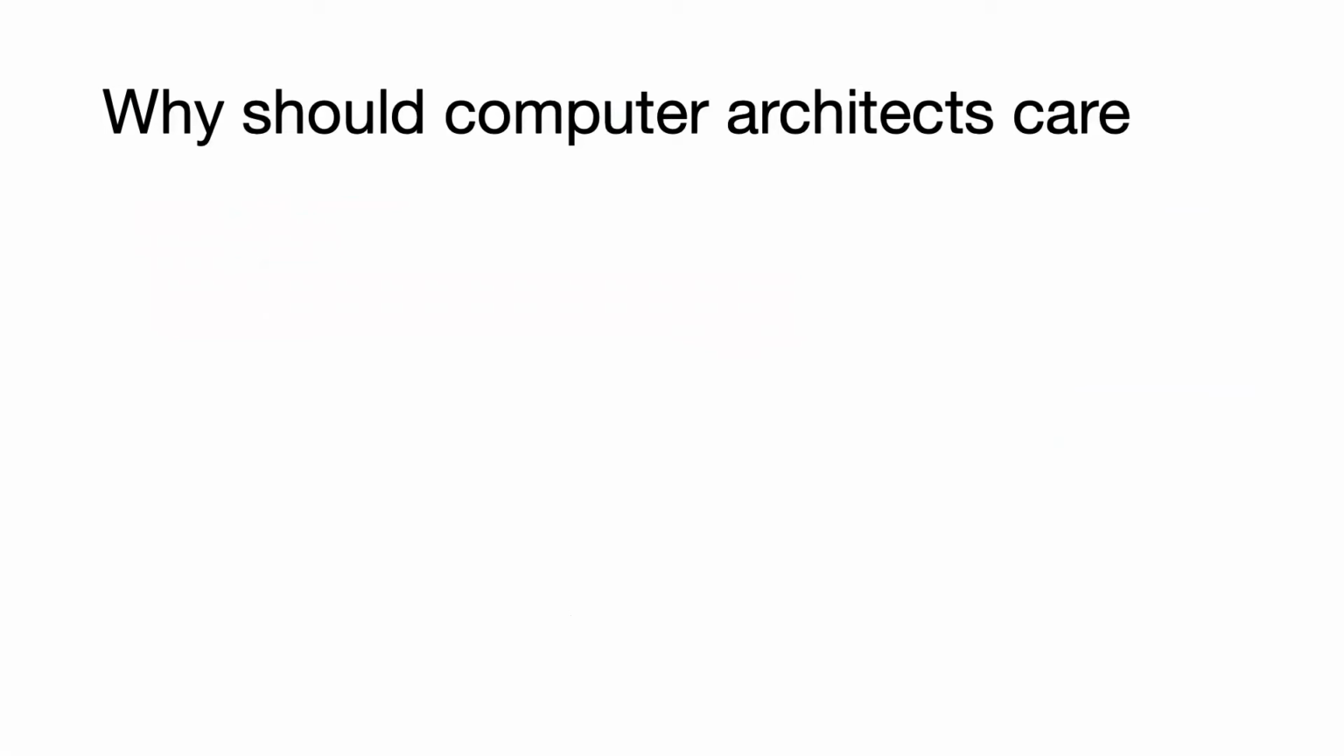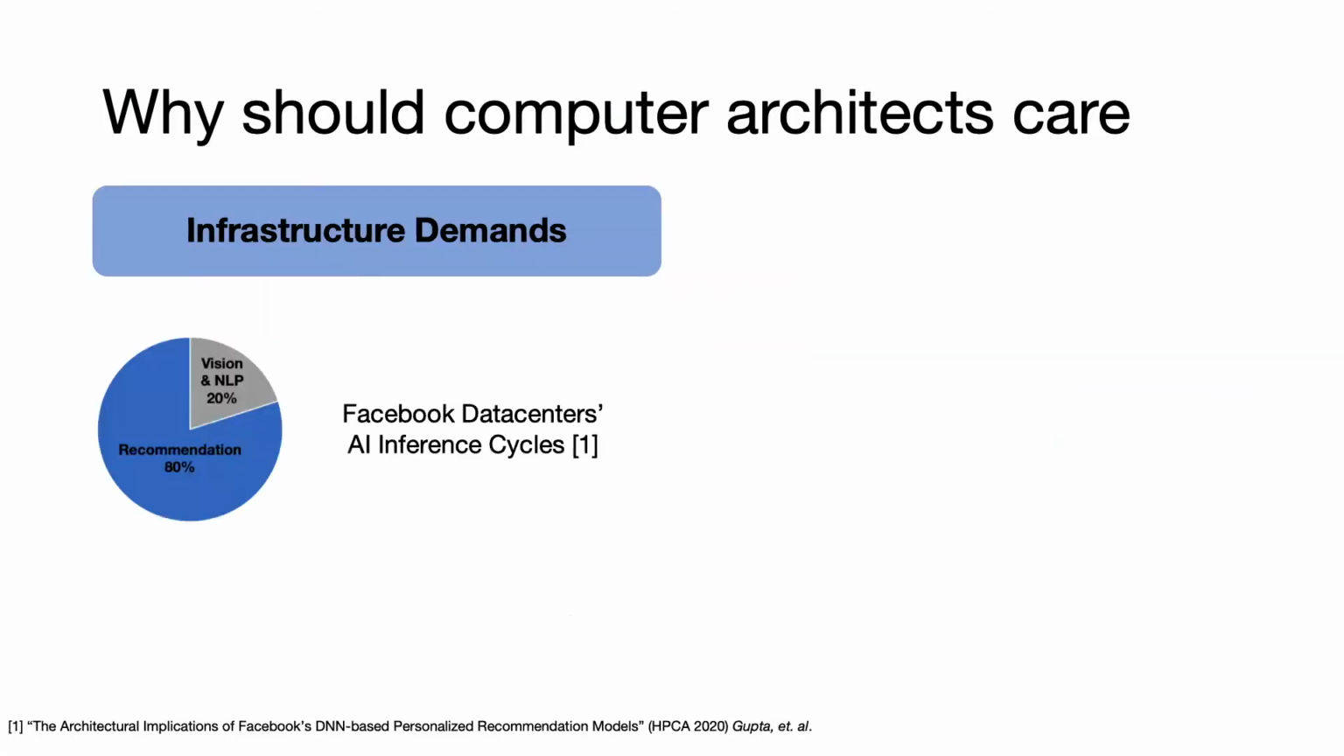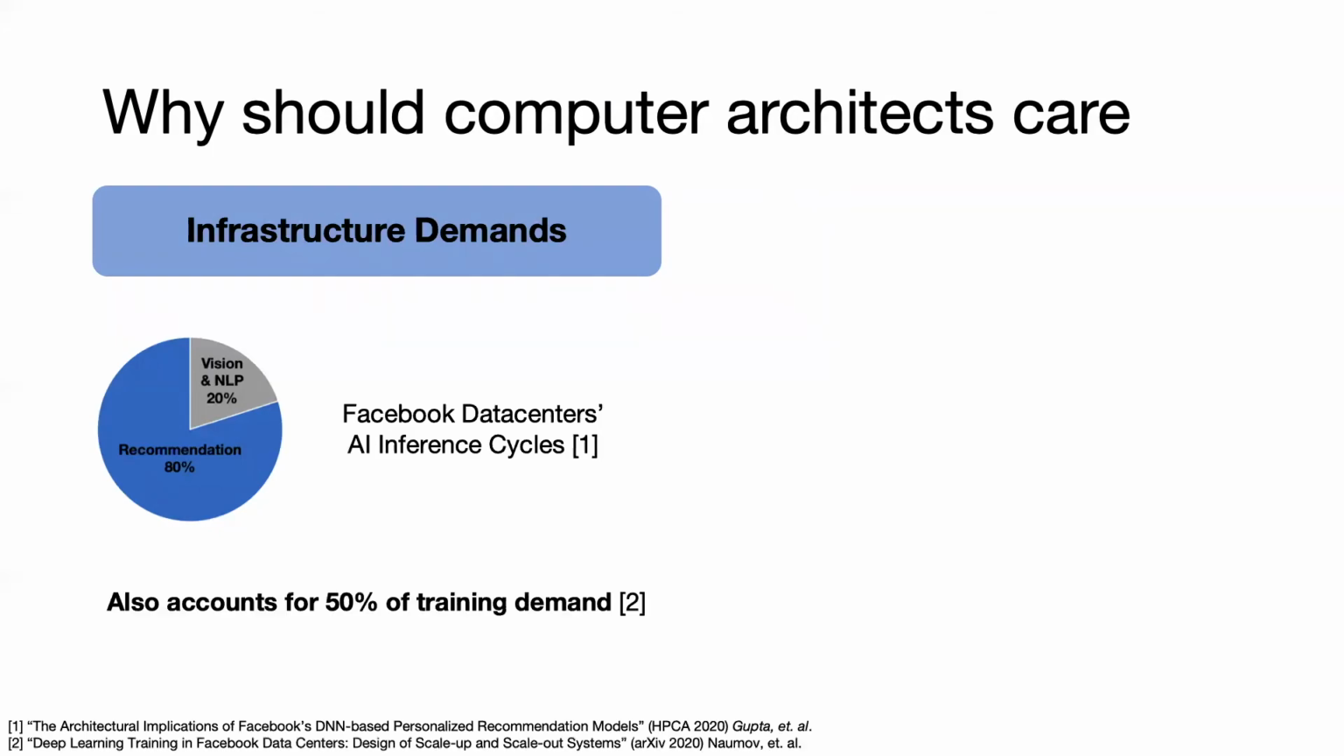So, why should computer architects care? For one, there's great real-world impact. For example, when we take a closer look at Facebook's data centers, we see that over 80% of their AI inference cycles are spent on recommendation-related tasks. And it's a similar story for training as well.